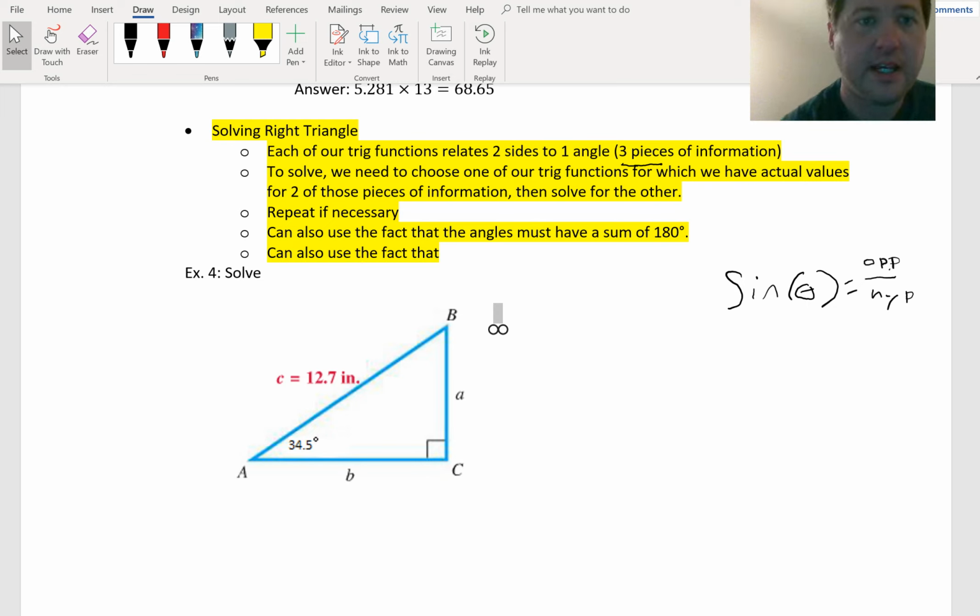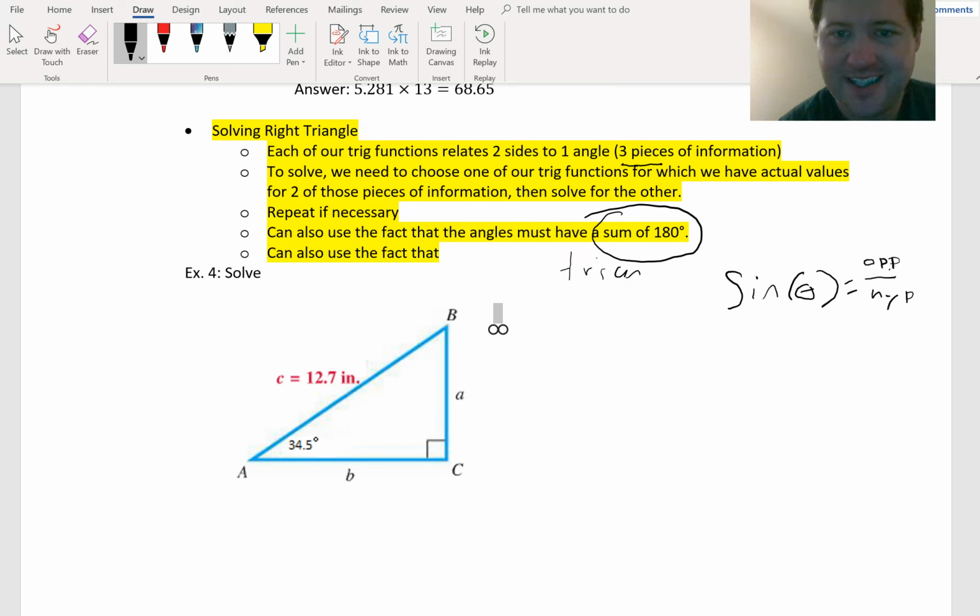One other thing, super nice rule: the angles must have a sum of 180 in a triangle. I think I should have the word triangle in here. Just random angles out in the wild don't have to add to it. And it looks like I started repeating that line, so I'll just scratch that.